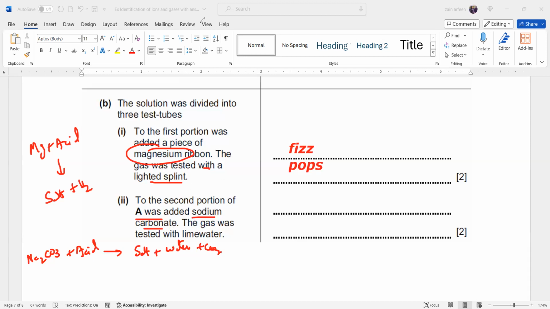The gas was tested with lime water. So it will be fizz, bubbles, or effervescence. And what will happen to lime water? It will turn milky. So fizzing is there, effervescence you can mention, bubbles you can also mention, and the lime water will turn milky.